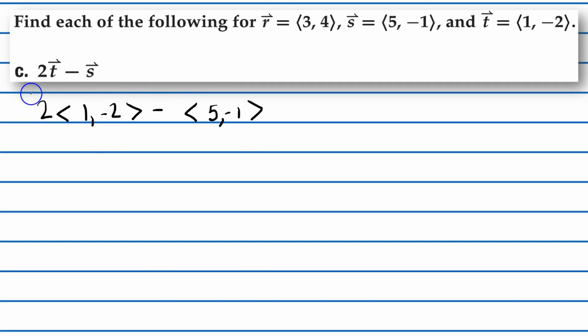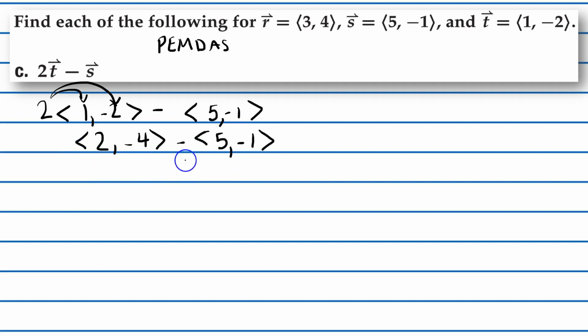Remember the 2 is determining the scale, so I'm going to use the distributive property for this one. Think about this one as still doing the order of operations, such as please excuse my dear Aunt Sally, or if you like, people eat more donuts after school. So we have 2 times 1, which is 2, and then 2 times negative 2, which is negative 4, minus <5, -1>.